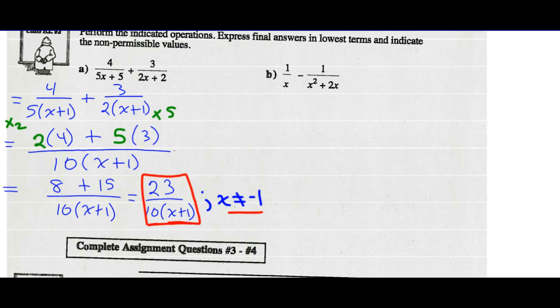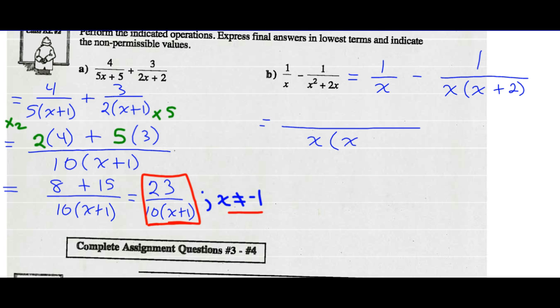Let's look at part B. Step 1, let's factor our denominators. Well, 1 over x can't be reduced any further, but 1 over x squared plus 2x. X squared plus 2x has a common factor of x, so I divide both terms by x, and I get x plus 2. So I now want to state the common denominator of x and x times x plus 2. Well, there's already a common value of x there, and then I keep that common factor of x plus 2. So there's my common denominator.